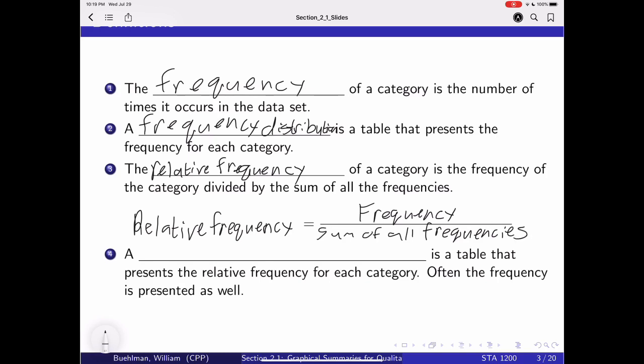And finally, like the frequency distribution, we have a relative frequency distribution, which is just a table that summarizes everything. So again, the relative frequency distribution is a table that presents the relative frequencies. Often we combine a frequency distribution and a relative frequency distribution to make a nice table that summarizes everything.